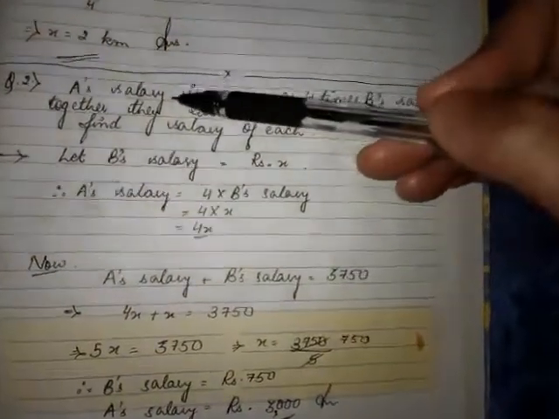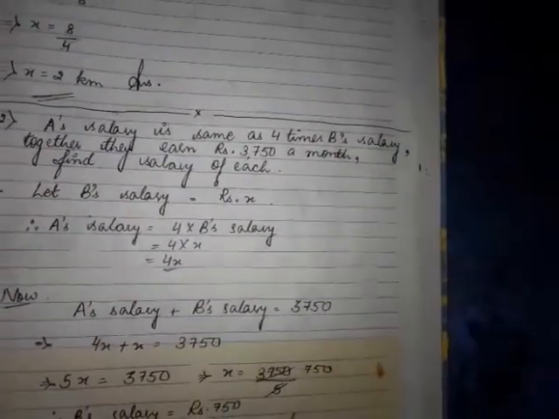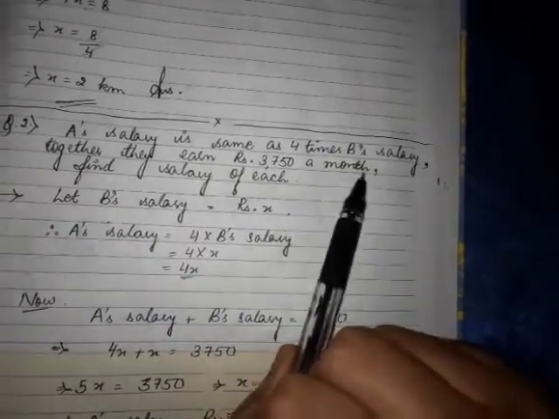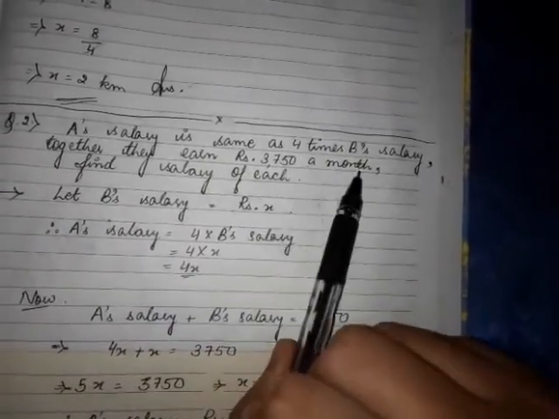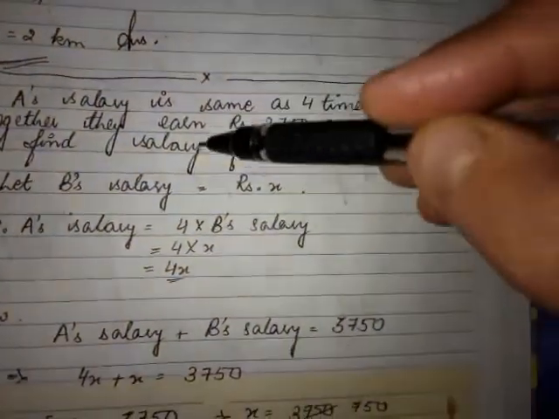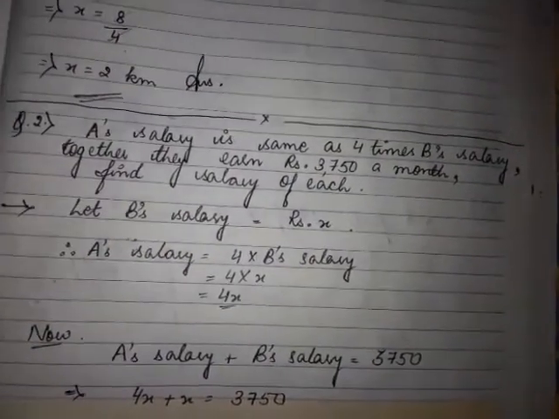So the second question of the day is: A's salary is the same as 4 times B's salary. Together they earn rupees 3750 a month. Find the salary of each. Please note that in this question we don't know B's salary or A's salary.